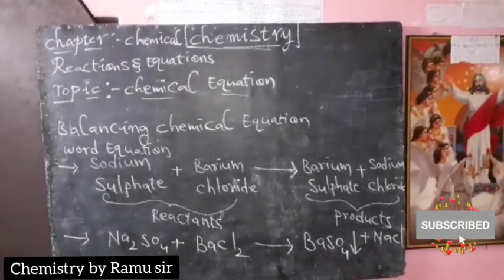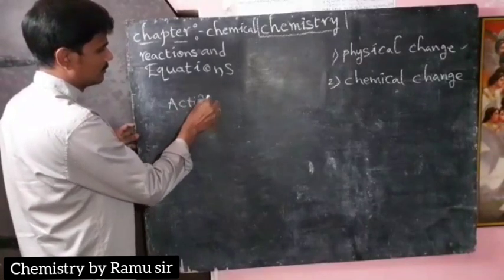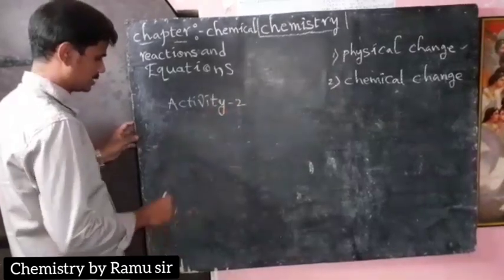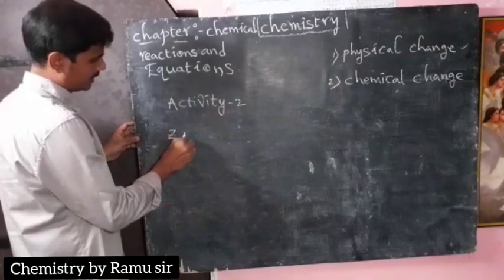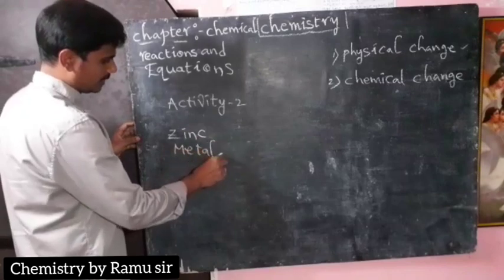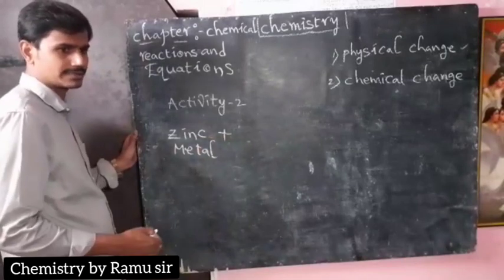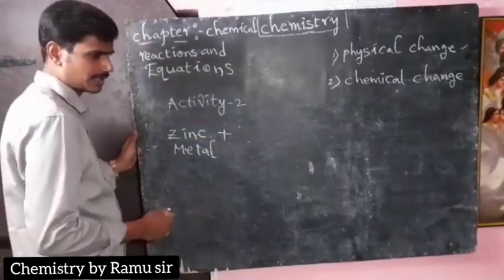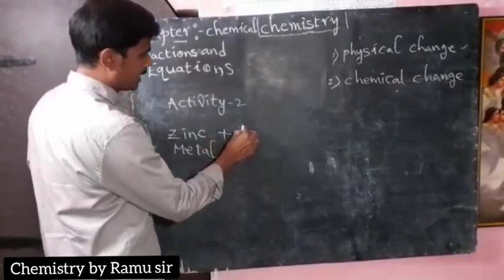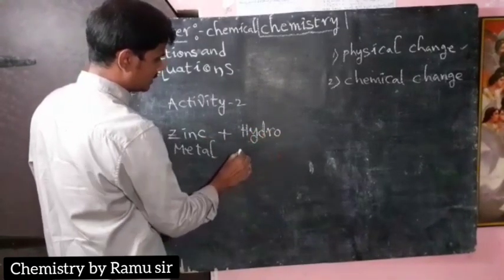In activity 2, the first activity we already discussed. In activity 2, there is a reaction between zinc metal and an acid. So many acids are there, like hydrochloric acid, sulfuric acid, nitric acid. Any inorganic acid we can take for this activity. Here we take hydrochloric acid.